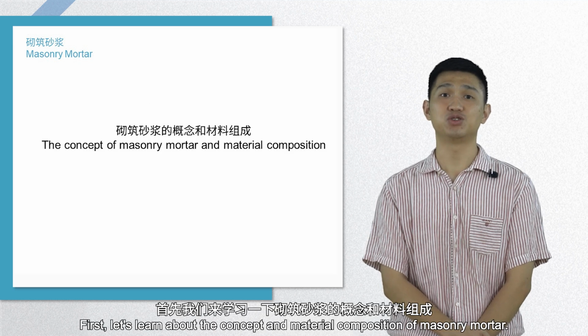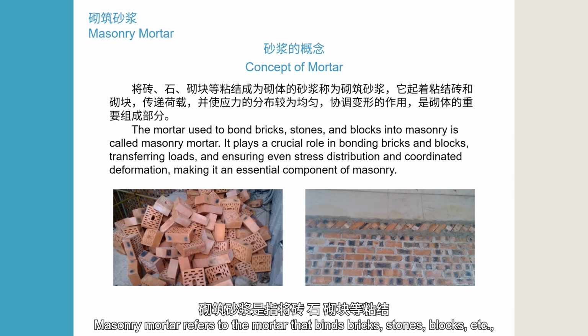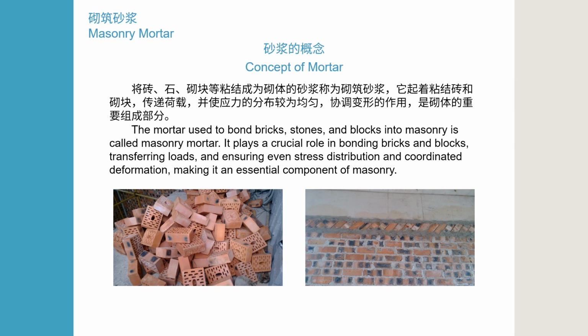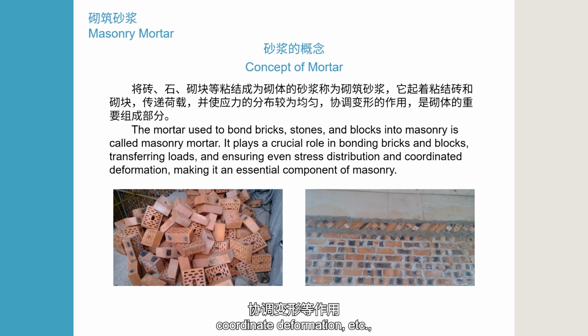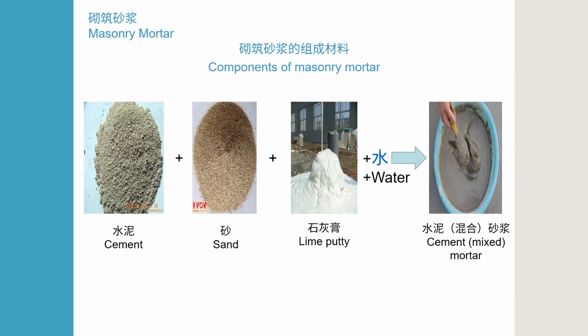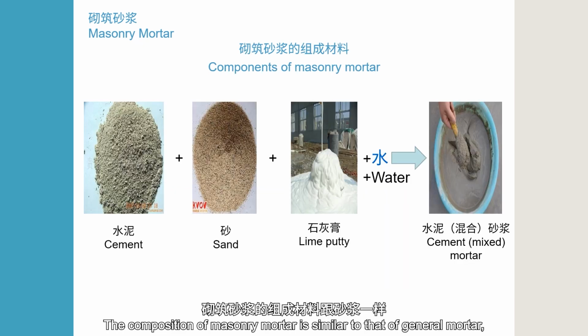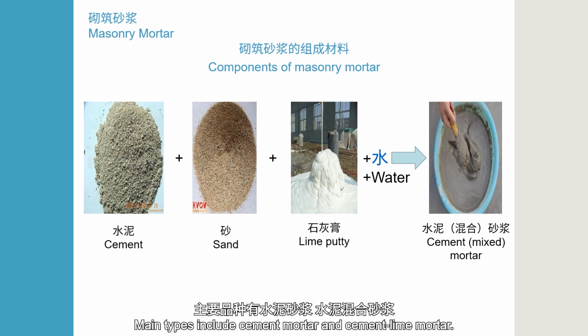First, let's learn about the concept and material composition of masonry mortar. Masonry mortar refers to the mortar that binds bricks, stones, blocks, etc. to form masonry structures. It serves to bond bricks and blocks, transmit loads, ensure relatively uniform stress distribution, coordinate deformation, etc., making masonry mortar an essential component of masonry structures. The composition of masonry mortar is similar to that of general mortar, consisting of binding materials, fine aggregates, water, admixtures, and additives. Main types include cement mortar and cement lime mortar.